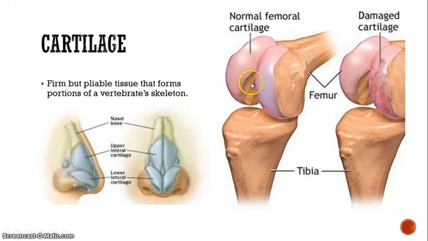Down low, or over here, you see we have the cartilage in the knee joints, and this is the normal femoral cartilage, and this is damaged cartilage. So people that have arthritis and issues with their knee joints, some of them look a lot like this.